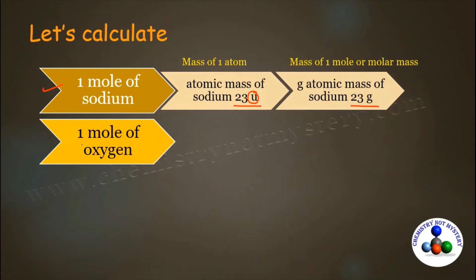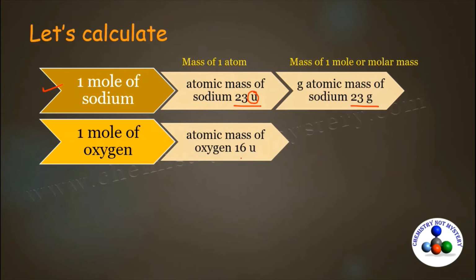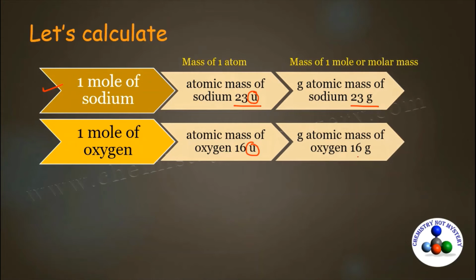Similarly, you can calculate the mass of 1 mole of oxygen. First of all, find out the atomic mass of oxygen from periodic table. So you will get 16 u. Now replace this u with g to get the gram atomic mass of oxygen. So here you will get 16 grams, and this is the molar mass of oxygen, or you can say it is the mass of 1 mole of oxygen.